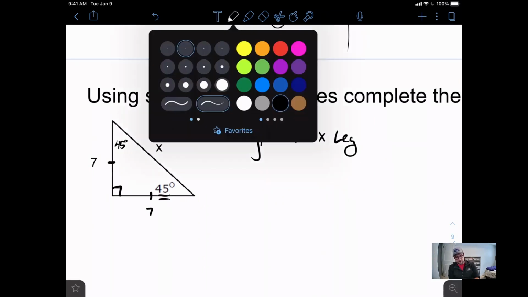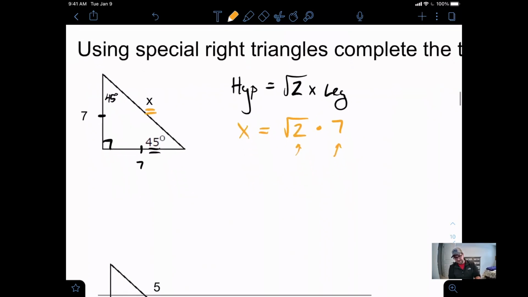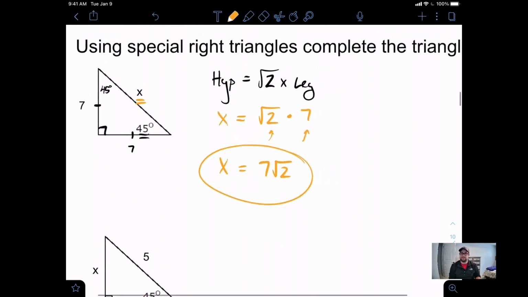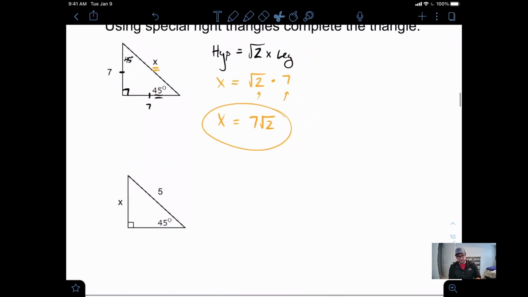Well, in this problem, we want to find the hypotenuse, so that we could just call x. So x is going to be equal to the square root of 2 times whatever the leg length is, which is 7. Now, this is an inside number and this is an outside number, so I'm not going to be able to just multiply 2 times 7. Instead, that 7 is going to sit in front, so x will be equal to 7 square roots of 2, just like that. Looking at the next problem, this one is like the harder version of the same problem.